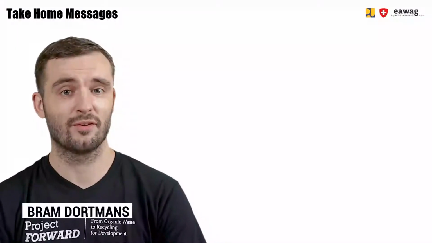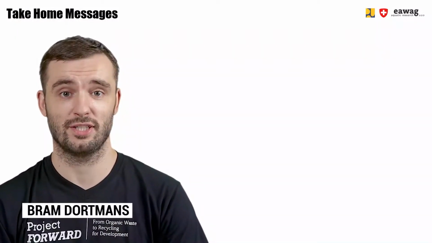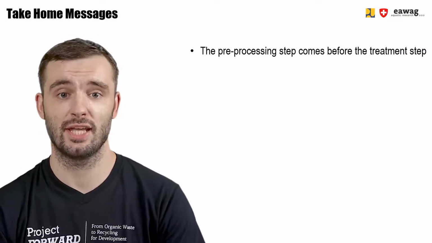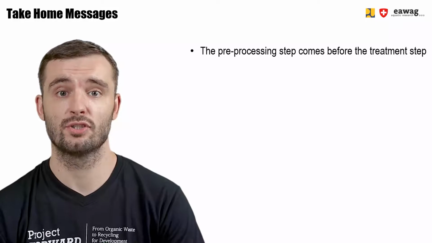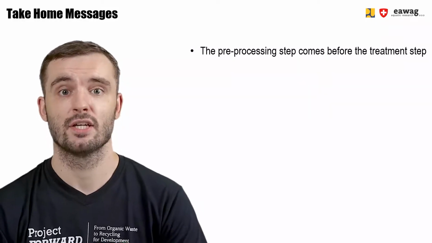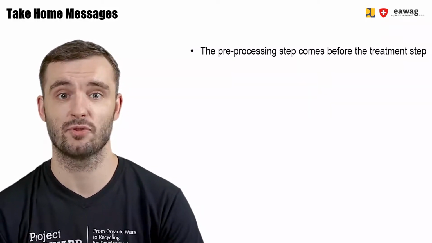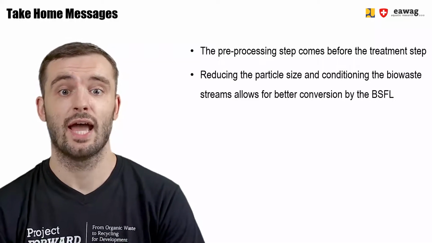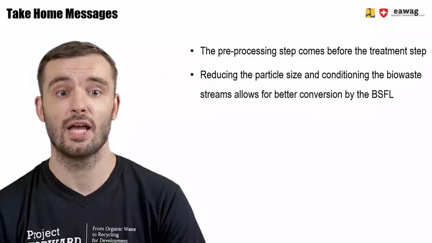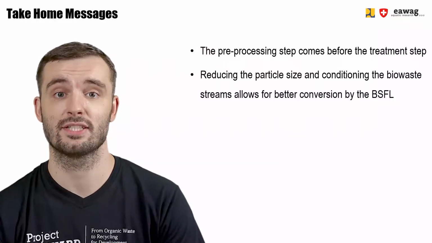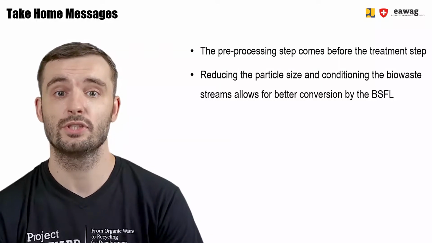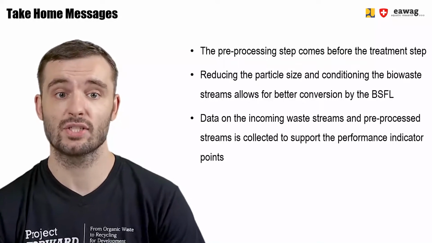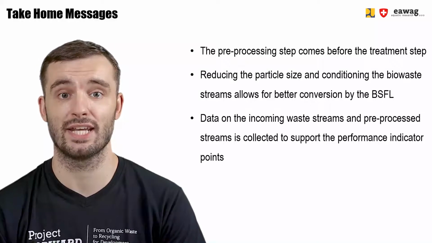We've already come to the end of this module on pre-processing. In this module, we saw that the pre-processing step comes before the treatment and it therefore prepares the biowaste for feeding as a substrate to the BSFL. We saw that reducing the particle size and the conditioning of the biowaste streams allow for better conversion by the BSFL. Lastly, we saw that the data on incoming waste streams and pre-processed streams is collected to support the performance indicator points.